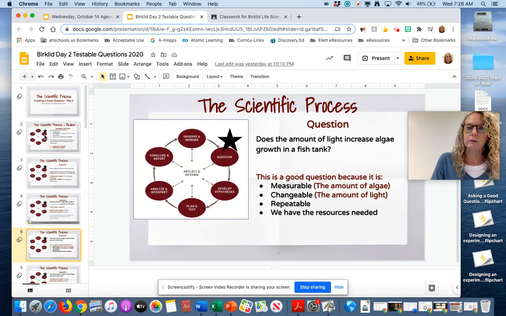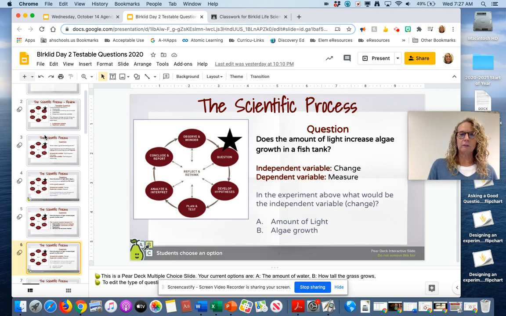And this question is a good question because it's measurable. We can measure the amount of algae that grows. It's changeable. That's the independent variable because we can change the amount of light. We can repeat this. We can use different tanks. We could do it repeatedly with the same tank. And we have those resources. We could find a tank. We could find fish. We could find algae. All of those things are available to us.